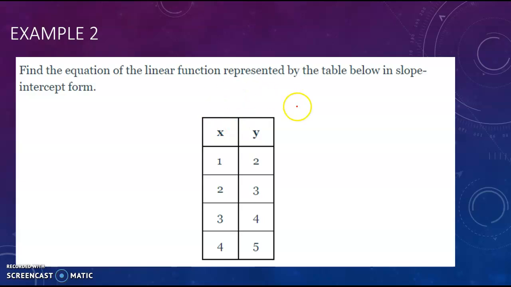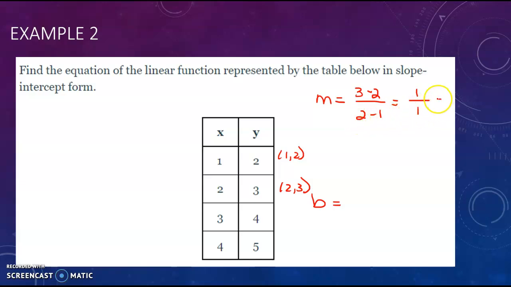Okay, I've got another one where I have to write it in slope-intercept form. So I need an m and I need a b. So I'm going to do the same thing. I'm going to take my 2 points. So one of them is (1, 2). One of them is going to be (2, 3). And use my slope formula. So 3 minus 2 over 2 minus 1. 3 minus 2 is 1. 2 minus 1 is 1. 1 divided by 1 is 1. So my slope is 1.